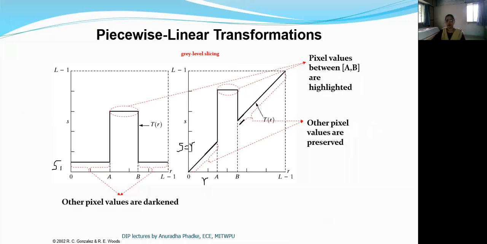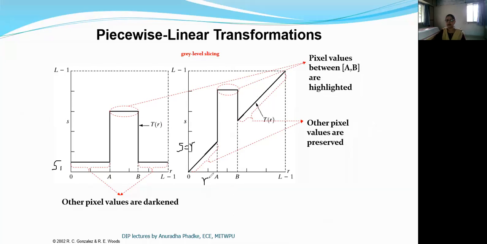Okay, now we are talking about the difference between these two graphs. In this first graph, all the pixels outside the range A to B are assigned level 0, that is S1. But in this second graph, all the pixels outside the range A to B are kept as they are. They are not modified at all. This line indicates the identity relation: S is the same as R.